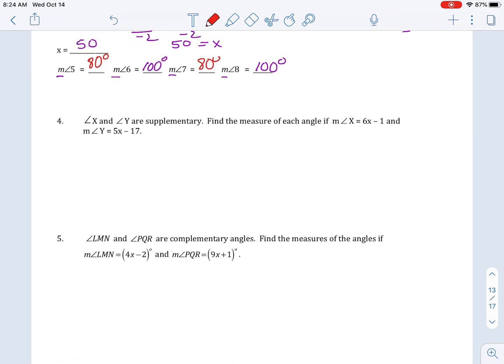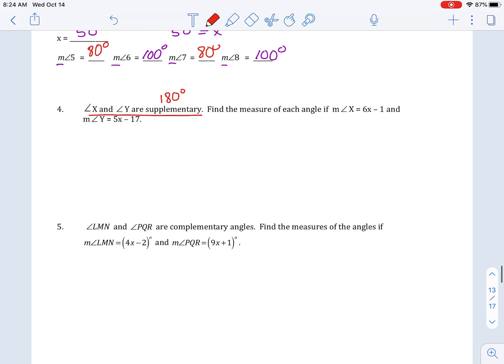Okay, next one. Angle x and y are supplementary. So as soon as you hear that word supplementary, you should be thinking, okay, my two angles are going to add up to 180 degrees. We want to find a measure of each angle. If measure of angle x is 6x minus 1 and y is 5x minus 17. So if these are supplementary, what do we know? We need to add them, and they're going to equal 180.